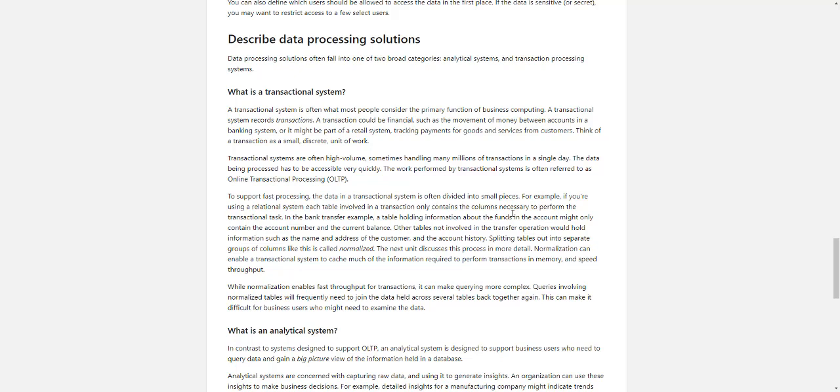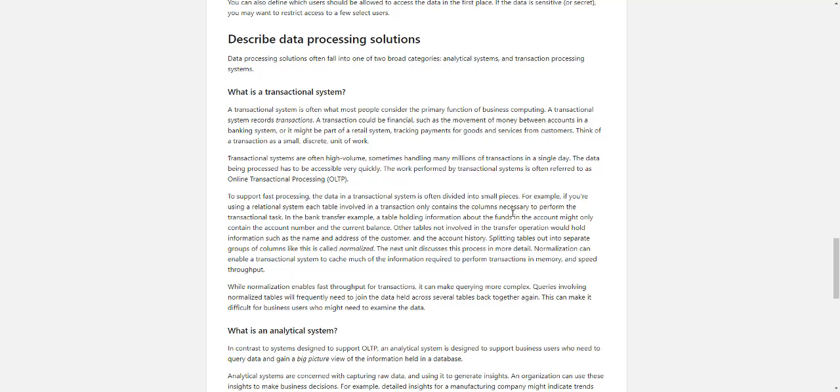Transactional systems are often high volume, sometimes handling many millions of transactions in a single day. The data being processed has to be accessible very quickly. The work performed by transactional systems is often referred to as online transactional processing, or OLTP. To support fast processing, the data in a transactional system is often divided into small pieces.